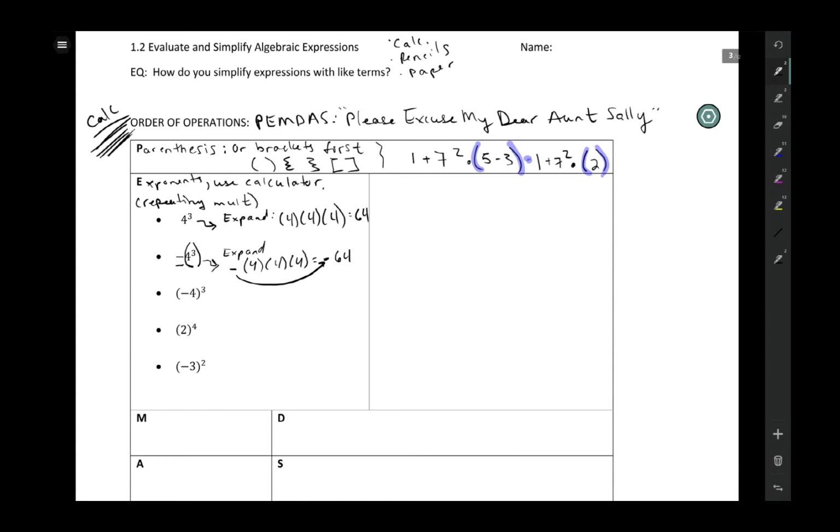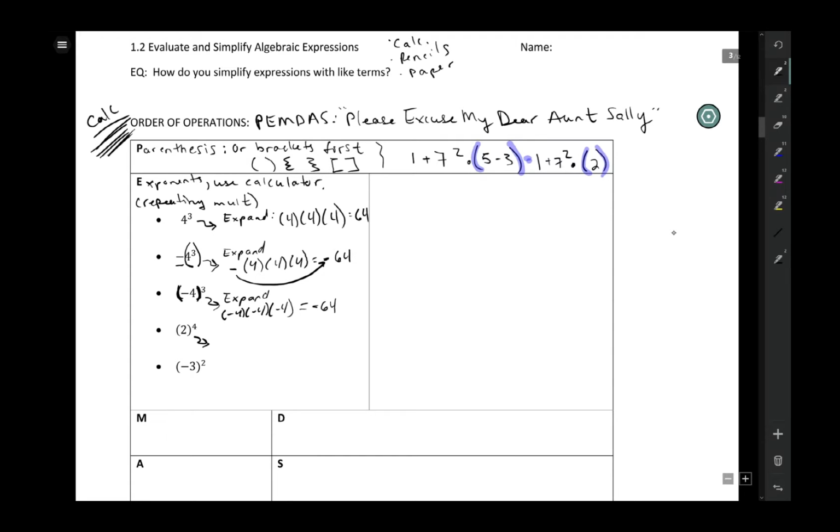Now, what's the difference between that? Well, let's see. Expand this one here. Here, the negative is part of the group of parentheses. So it's negative 4 times negative 4 times negative 4. Well, lucky for us, this is still a negative times a negative is positive, times a negative is negative. But let's go ahead and we'll see another example down here actually. Okay, so we do still get negative 64.